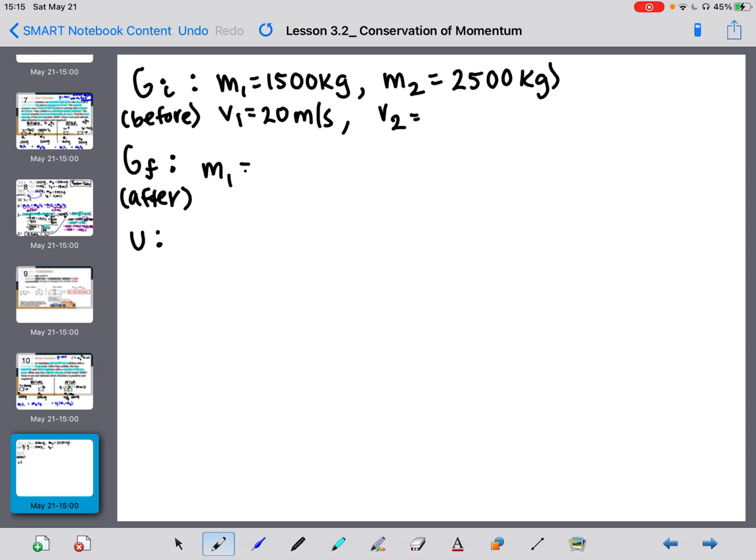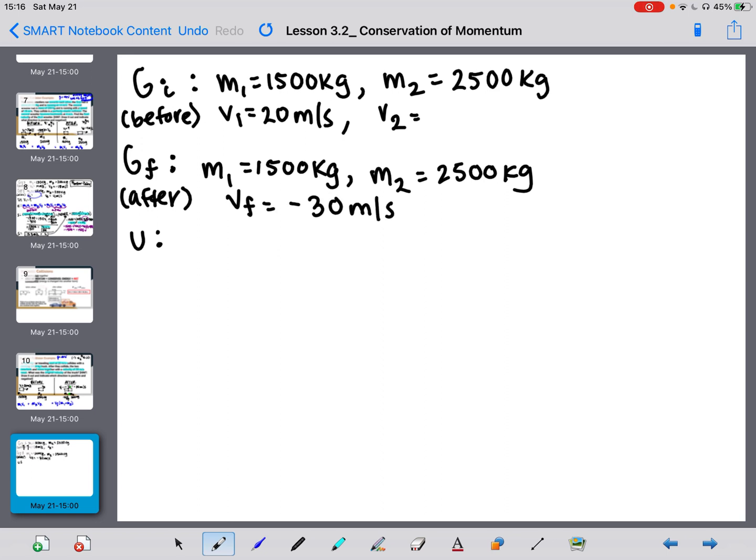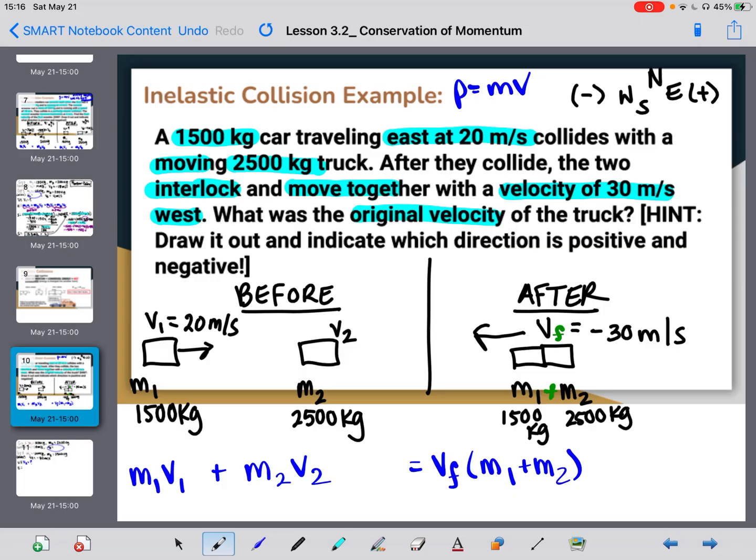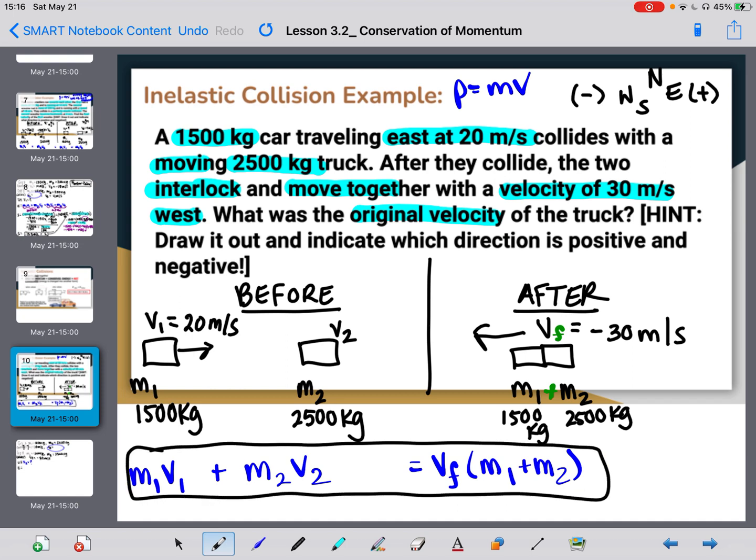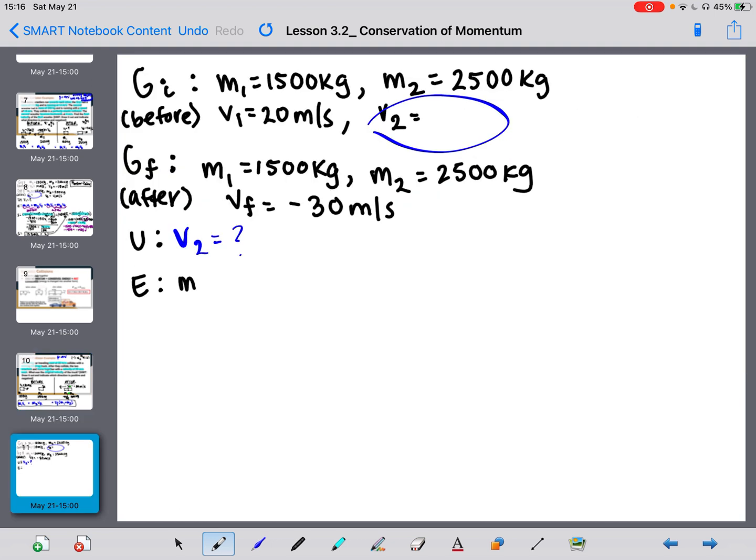We know that M1 is still going to stay the same, because mass never changes. M2 is still going to be 2,500 kilograms. And this final velocity that they're moving together with is negative 30 meters per second because it is traveling westward. So we see the hole is right here. We know that V2 before the collision is the thing I'm going to be looking for. So now we're just going to rewrite the equation that we came up with before, and we are going to plug and chug and figure out our answer. So we say M1 V1 plus M2 V2.